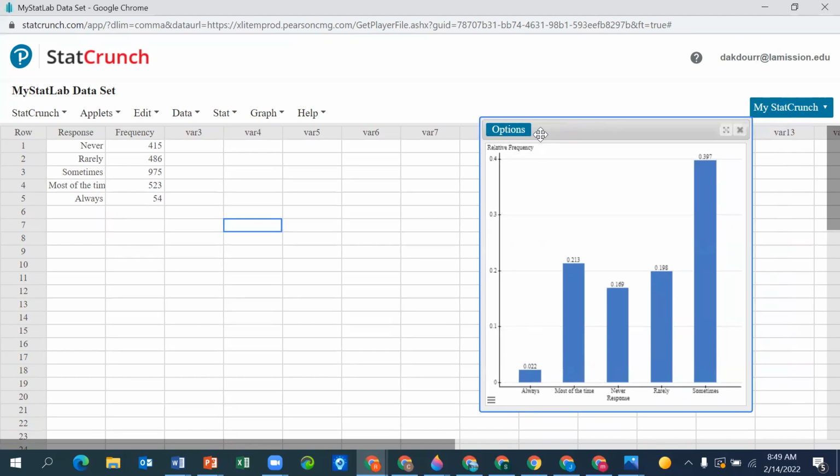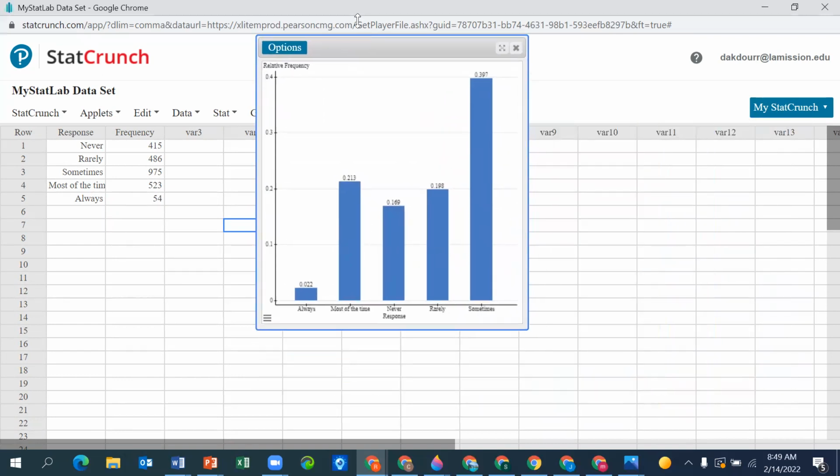But if you notice, let's compare it to the one that they gave us. This is not in order as we have it here. Here we have never, rarely, sometimes, most of the time, always. Here we have always, most of the time, and so on. So they're not the same order as in the problem. But you can still use this. You can still write this down.